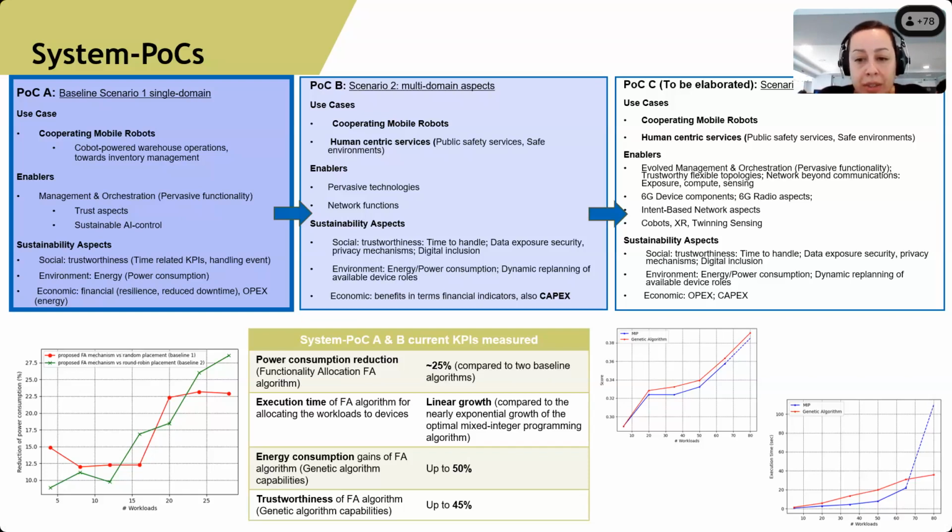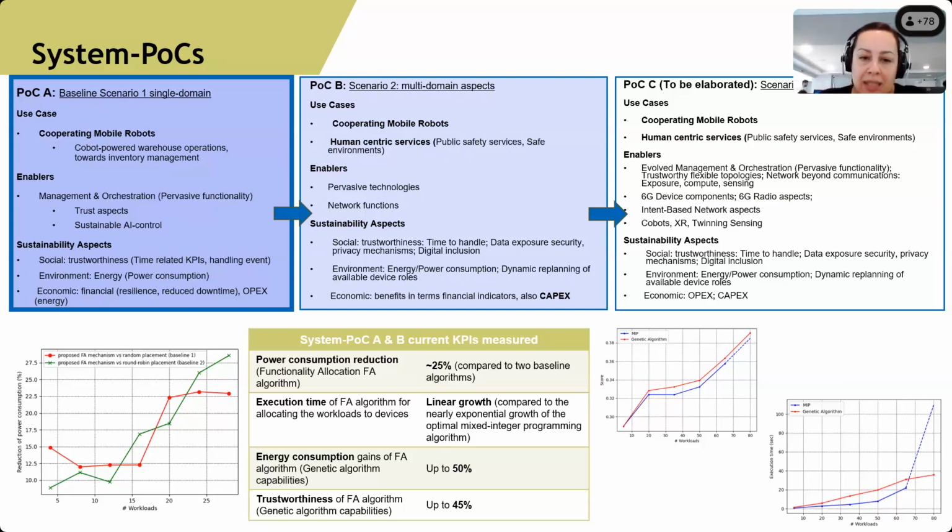And last, in the third POC is to have 6G device components, radio aspects, intent-based network aspects, etc. So as these enablers are being introduced, new key values come up that need to be studied and addressed. And like previously mentioned, they are categorized in 3 pillars: social, environmental, and economic aspects.